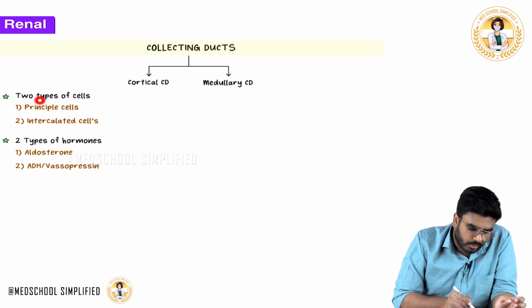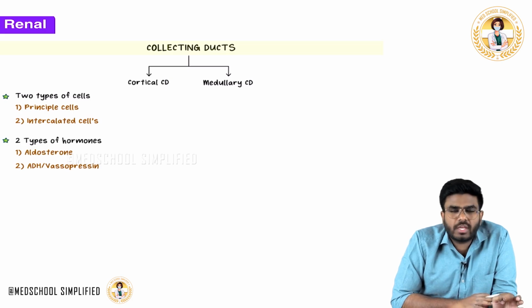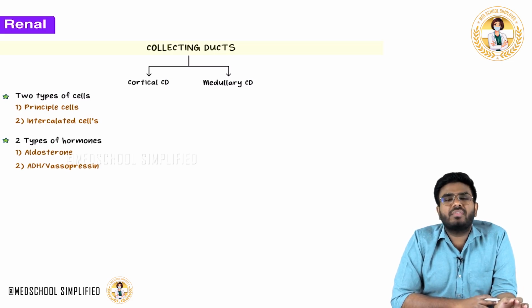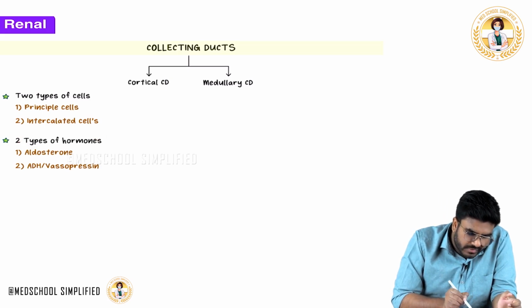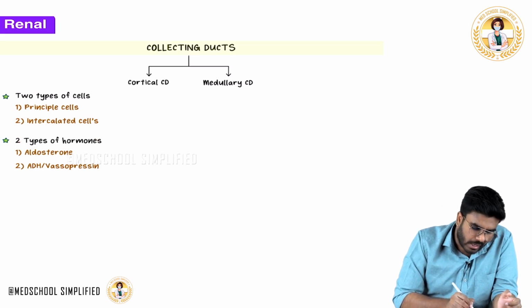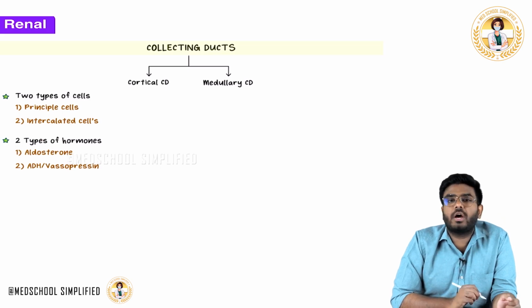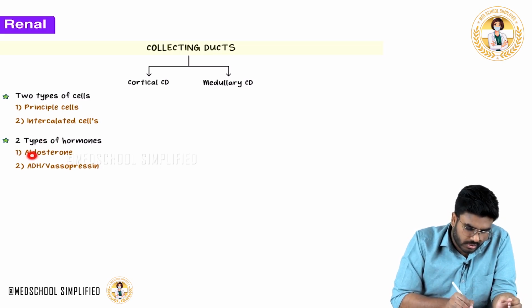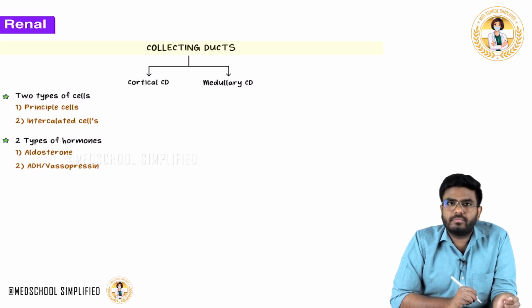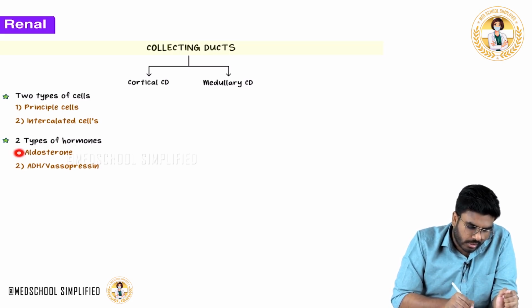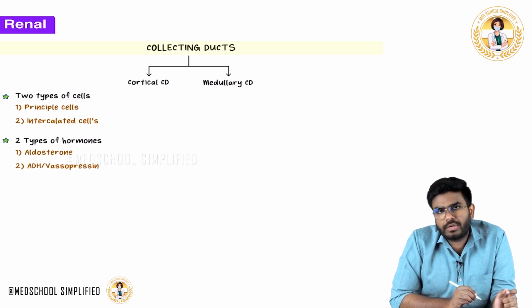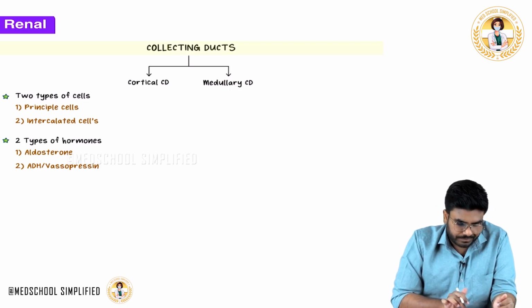Now, on these two types of cells, or I should say on this collecting duct, two types of hormones are going to act. So what are the two types of hormones acting on the collecting ducts? The two types of hormones are aldosterone, which we'll discuss, don't worry, and antidiuretic hormone, which is also called vasopressin.